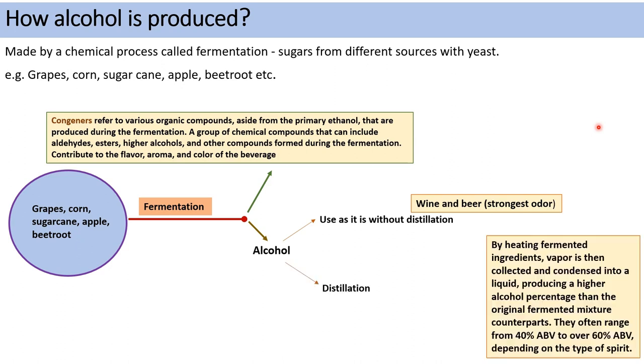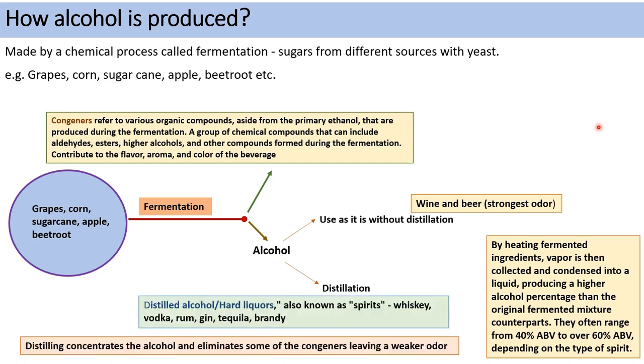Now let's think about the process of distillation. In this case, the fermented ingredients will be heated to produce vapor. Then this vapor is condensed into a liquid producing higher concentrated alcohol. So they often range from 40% of alcohol by volume to 60%.